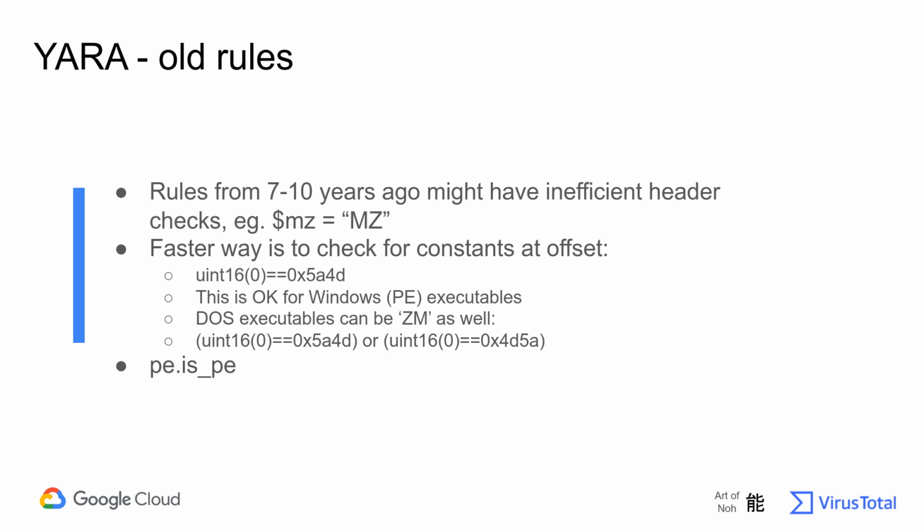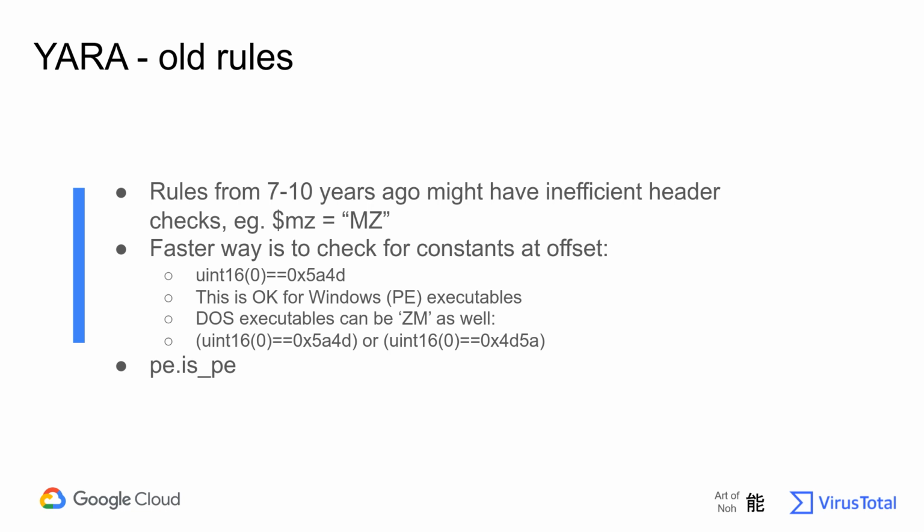The catch here is that, for instance, DOS executables can start with ZM as well. And what happens there is that if you have a malware and there's a simple swap, like instead of MZ you have ZM, your Yara rule won't find the malware, and the malware will still happily run on DOS. Again, I don't know who uses DOS nowadays.